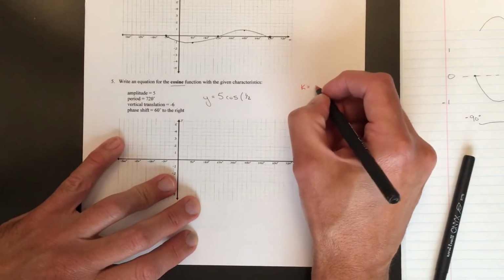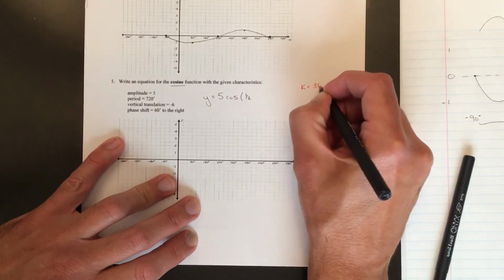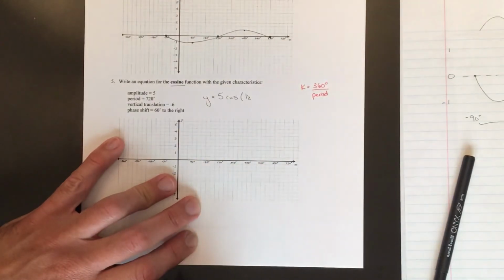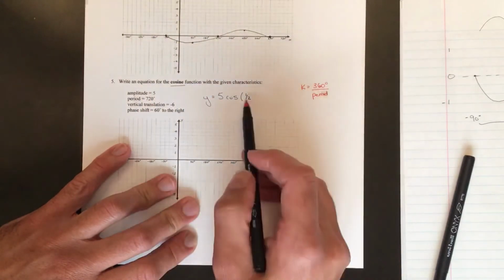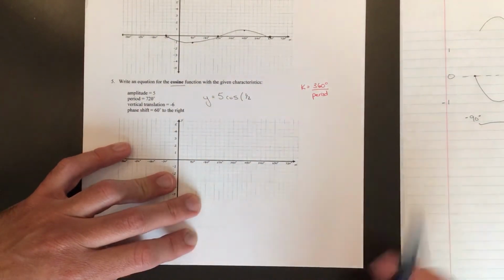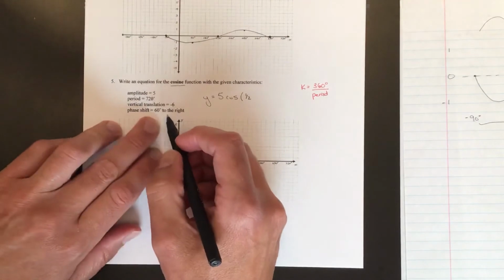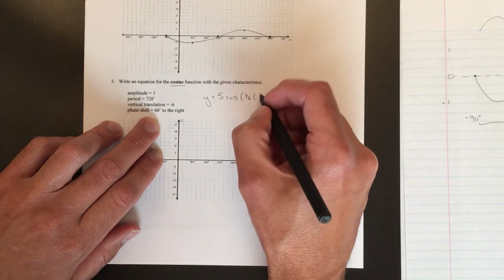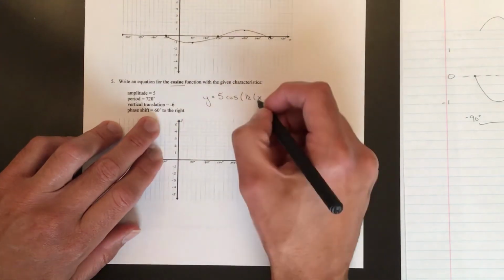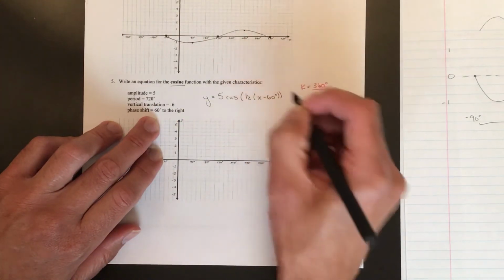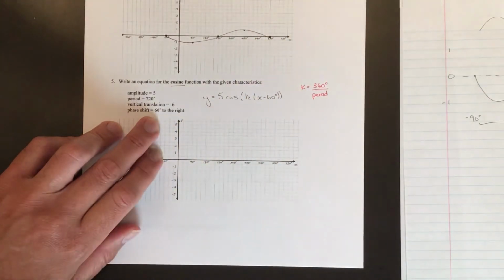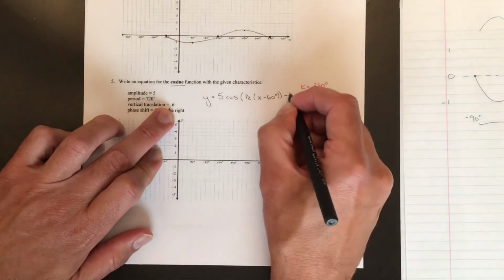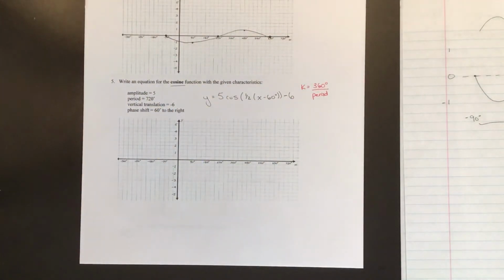So k is equal to 360 divided by the period. So 360 divided by 720 gives us a half for our k value. We're phase shifting 60 degrees to the right. So we can say x minus 60. Or you could use theta there as well, because we're dealing with an angle. And vertical translation is negative 6. So negative 6.